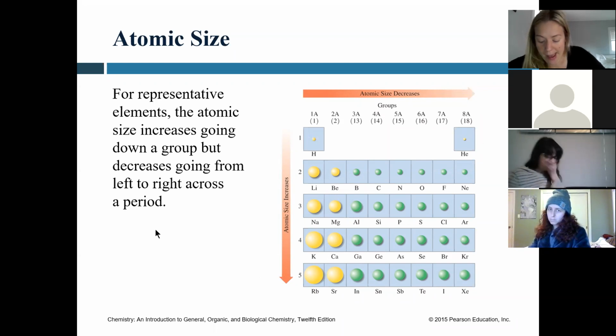So if I was to say, hey, sulfur and phosphorus, which one is bigger? You would say phosphorus, because it's getting closer to that corner. Which one's smaller, rubidium or gallium? That's an easy one, gallium.